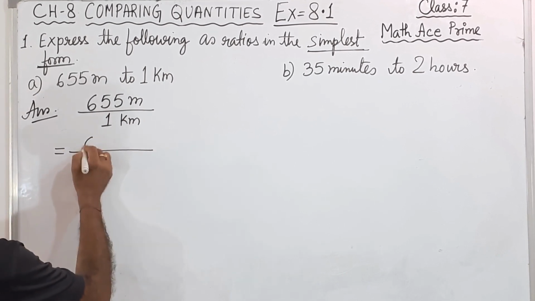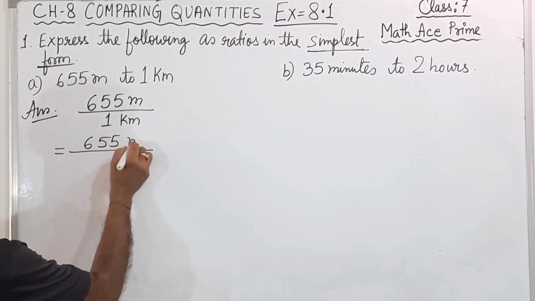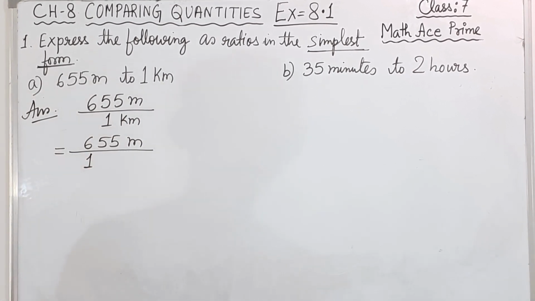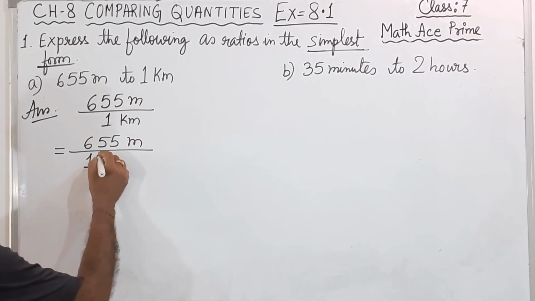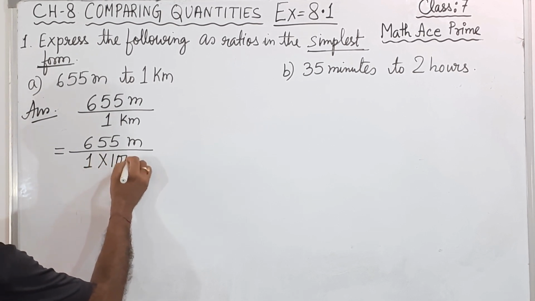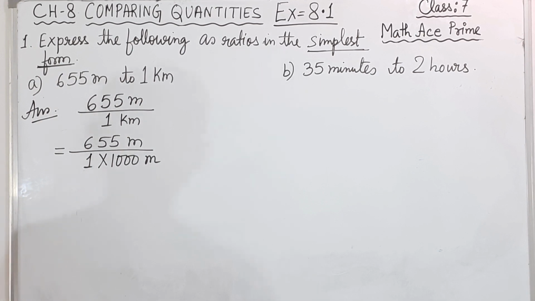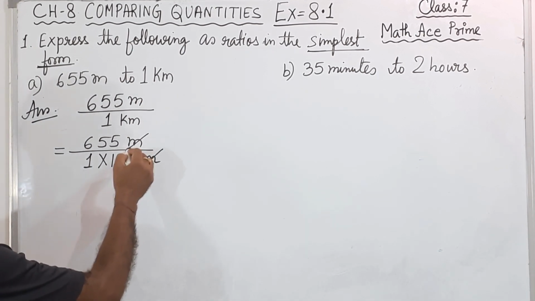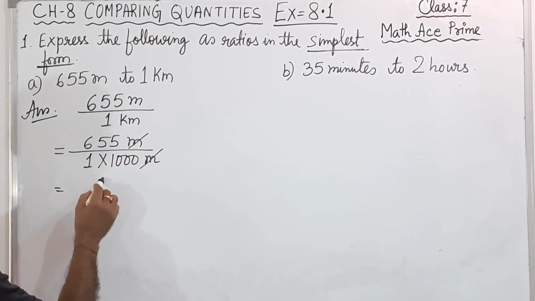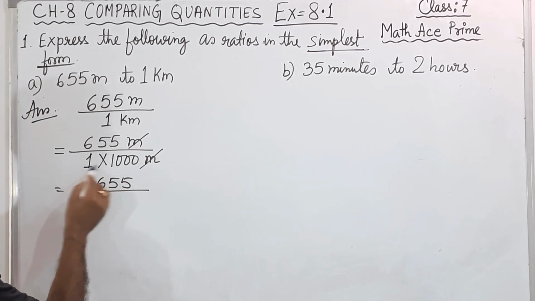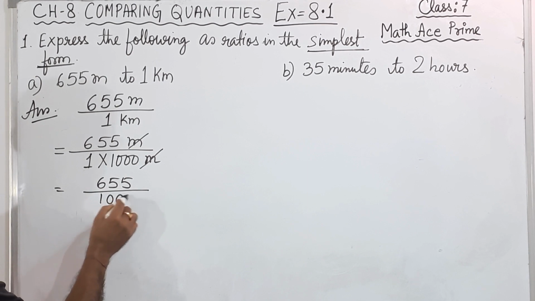So what I will do, I will write 655 meter, and 1 kilometer means how many meters? So 1 kilometer means 1000 meter. So we will multiply with 1000. So here meter cancels. So what you get is 655, and downside 1 into 1000 will be 1000 only.